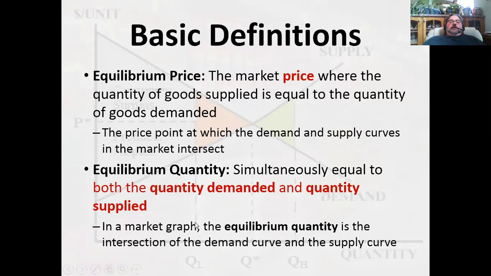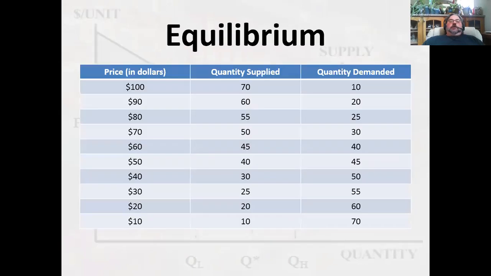Equilibrium quantity is simultaneously equal to both the quantity demanded and quantity supplied. So when the quantity supplied is the equilibrium quantity, that means the quantity demanded is going to be the same. And this is determined, as I've said, in the market graph. The equilibrium quantity is the intersection of those two curves, and it equates to the quantity supplied and the quantity demanded being exactly the same. So in this case, everything is defined off of the actual quantities, even though we're talking separately about an equilibrium quantity and an equilibrium price.